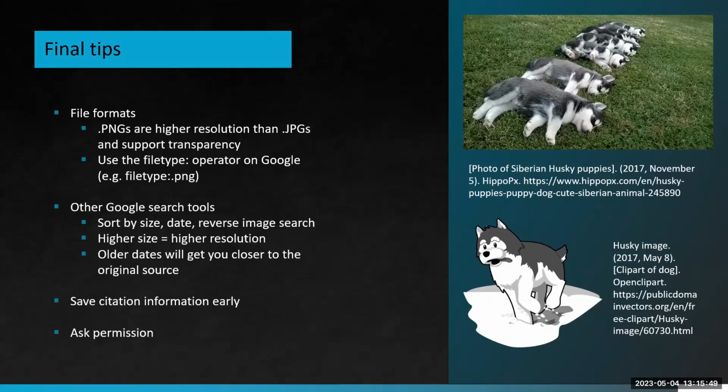Another good tip is to save your citation information early, as soon as you find a picture you might want to use. If you just save the picture somewhere with no identifying information, and then you're trying to find it again later, that can be a huge pain, especially if you don't remember which database or website you got it from. Even if you don't have the time to format the citation right then, just copying the information down somewhere will save you a ton of time later.